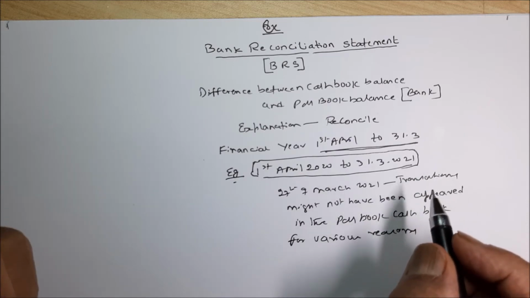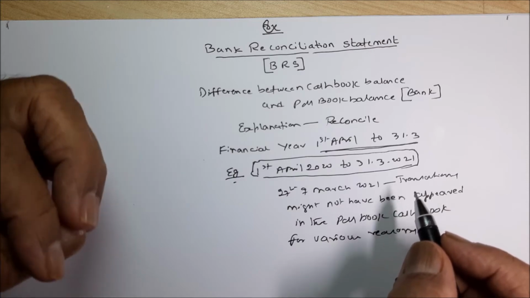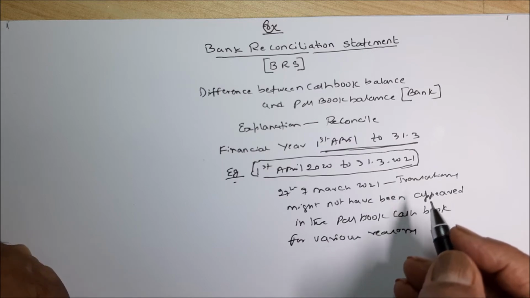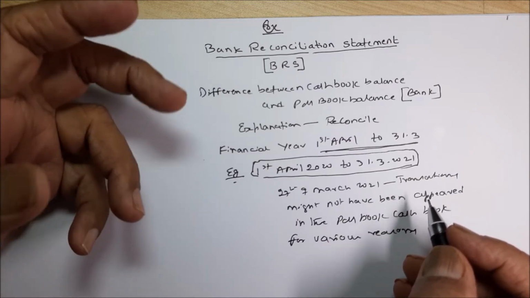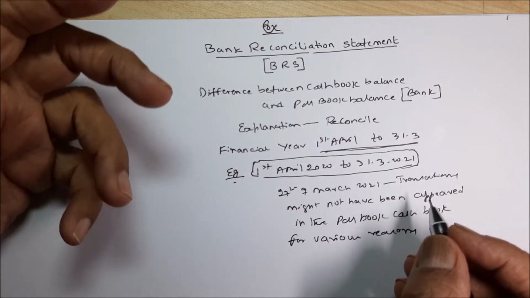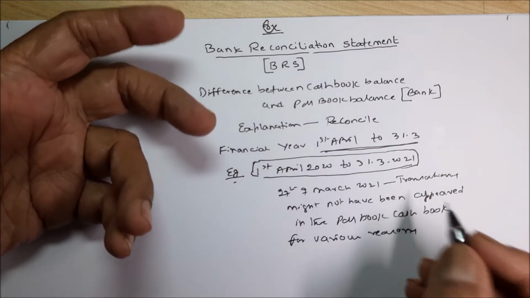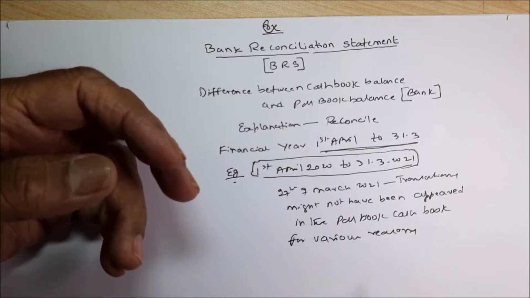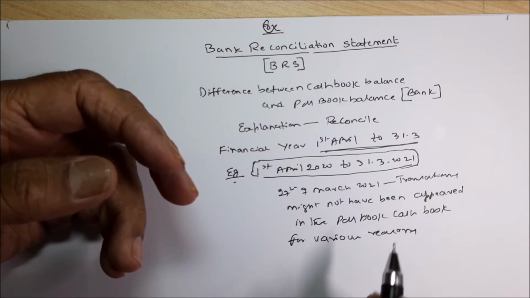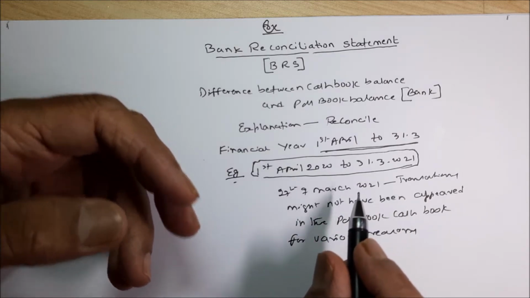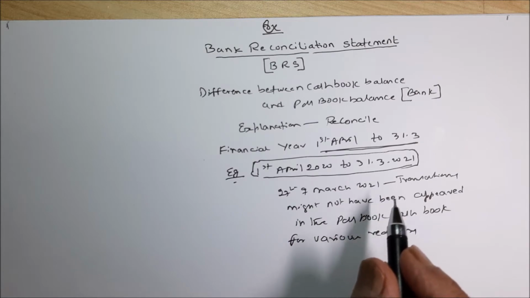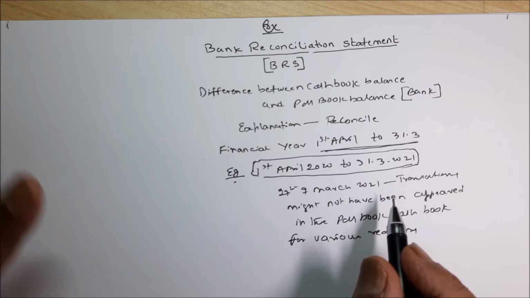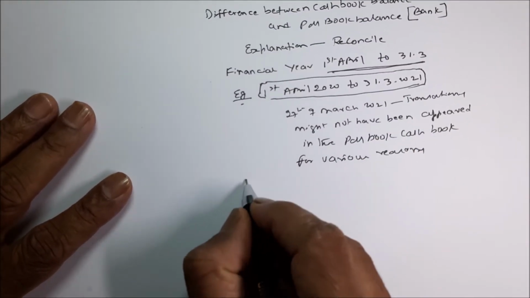On 30th of March, I issue a check to my friend Mr. X for 5,000 rupees. My friend receives the check, but he does not present that check to the bank before 31st of March. He is going to present the check on 5th of April. But on 31st of March, when I check the balance, my balance is the same. Even after issuing the check, my balance is showing the same. Assume that I had a balance of 50,000.